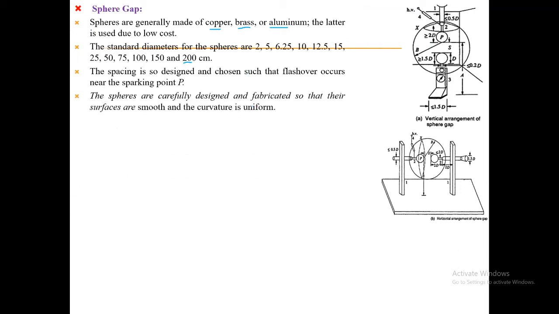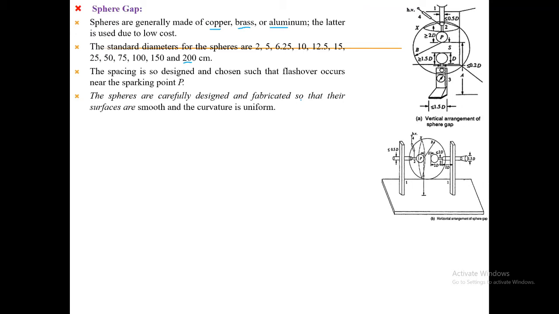The spheres are carefully designed and fabricated so that their surfaces are smooth and curvature is uniform. Because if irregular surfaces are there, then they will promote corona discharges, so ultimately it will affect the measurement accuracy. So normally the spheres that we use in sphere gap assemblies are carefully designed and fabricated so that we can avoid irregularities on the surfaces, just to avoid the inception of corona discharge activities. Sometimes it may cause premature failure events as well.